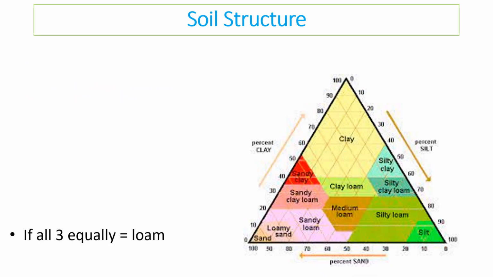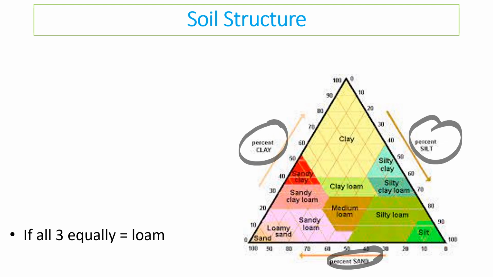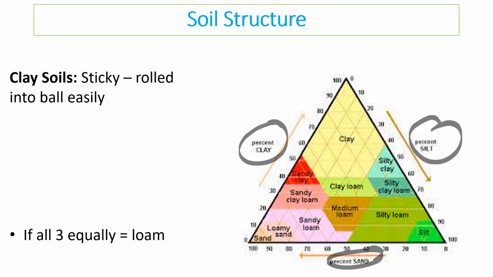So what are the properties of clay, silt and sand? The first one is clay. Clay tends to be sticky. You should be able to identify these types of soils if you were given descriptions of them. So clay is a wet, sticky soil that can be rolled into a ball easily. Think about the fact that we use clay to make structures in pottery.